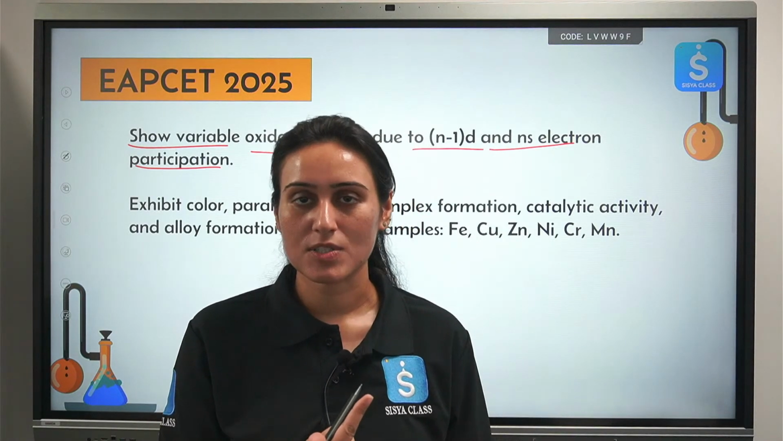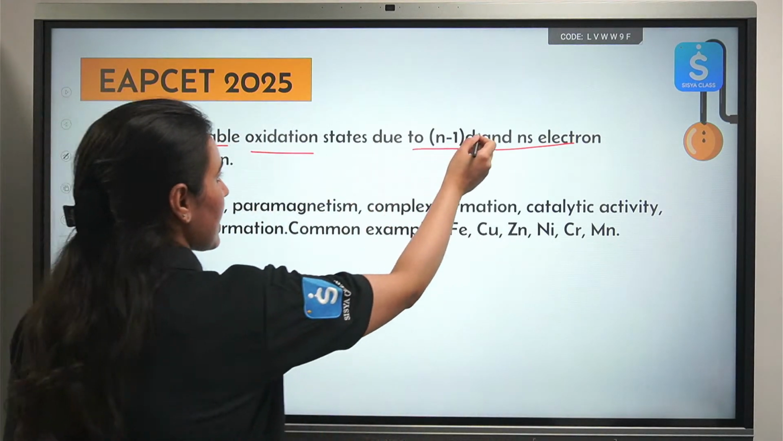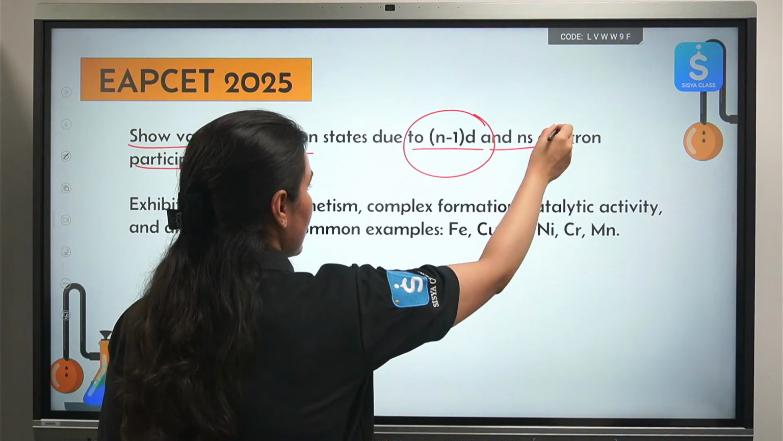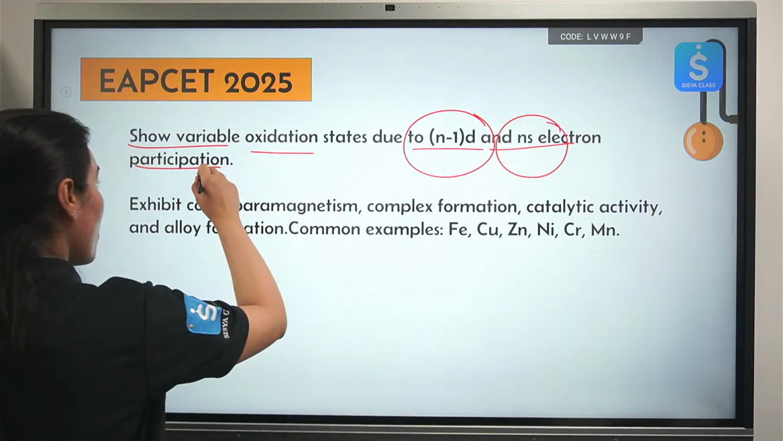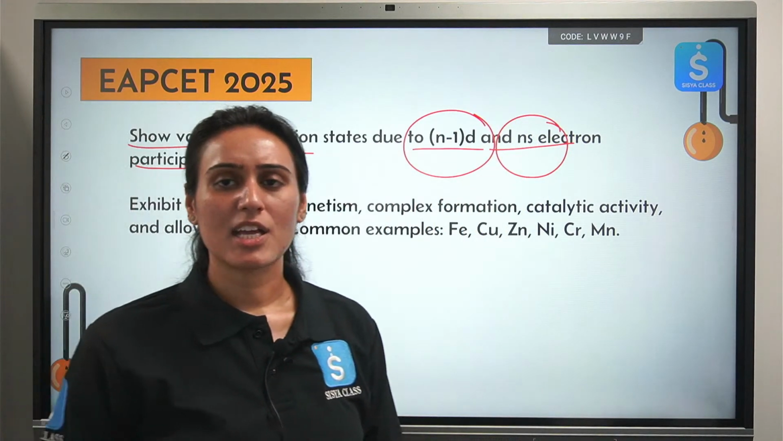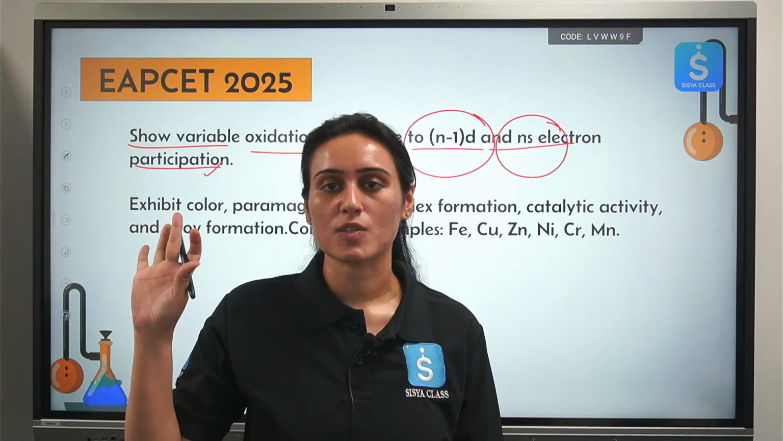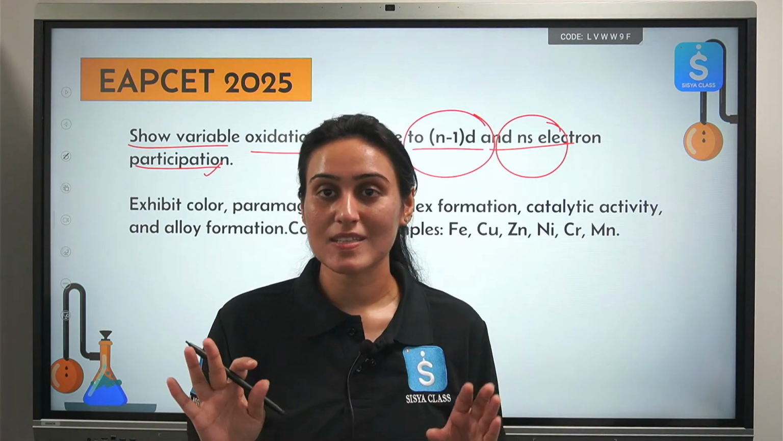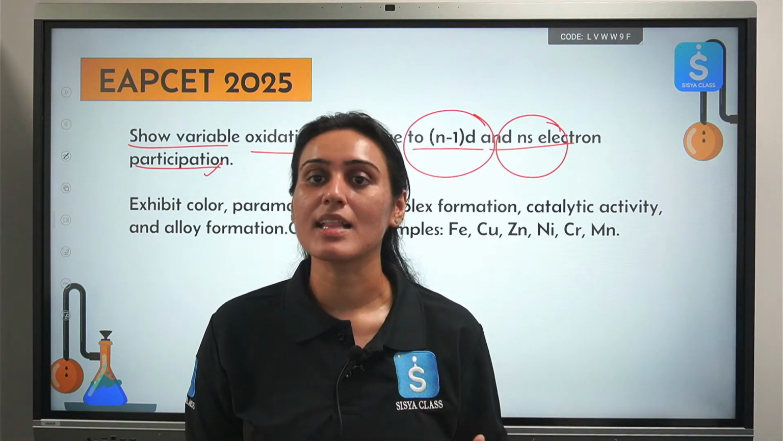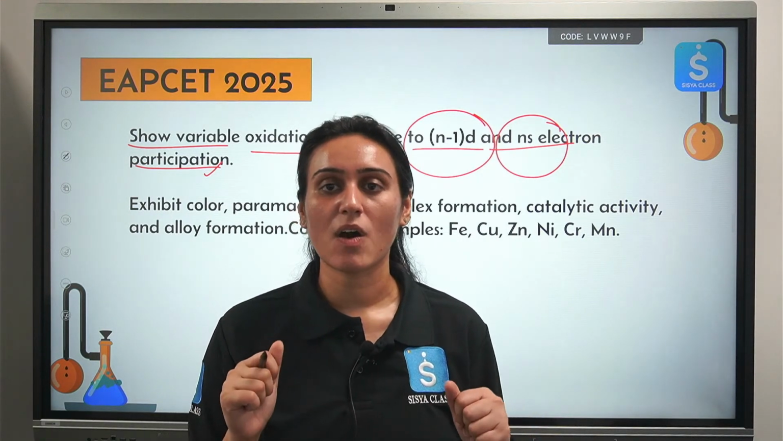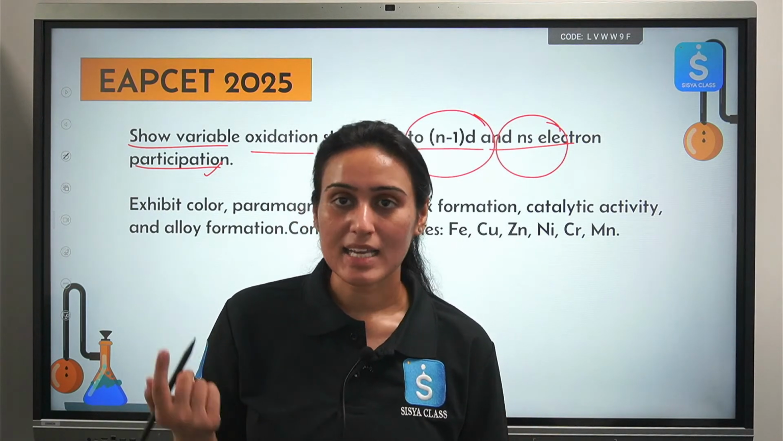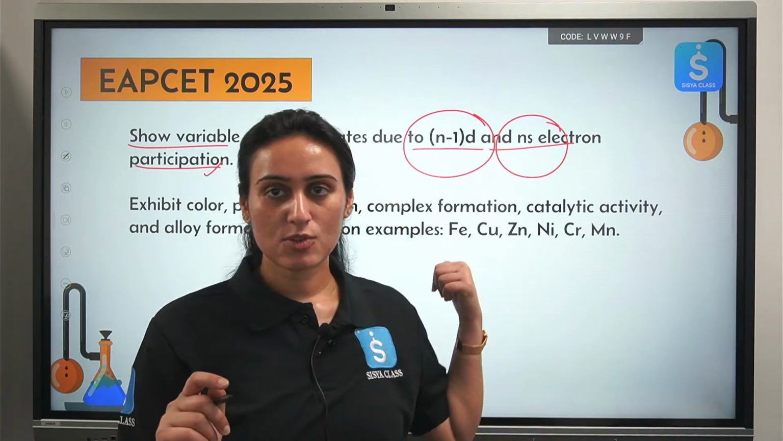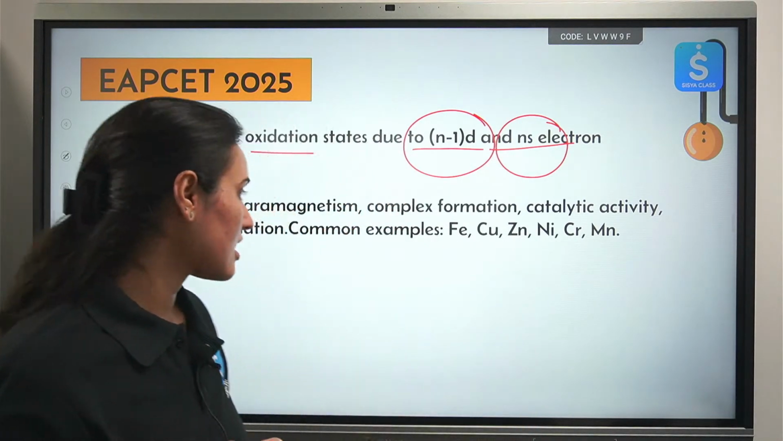This is what we are trying to say here, that both n-1 d and ns electrons are involved in bond formation. That is why it shows a variety of oxidation states. Okay. A lot of oxidation states are shown by one single element. That is a key property of D block elements. And they can ask you the reason for it as well. You know the reason now. Okay.